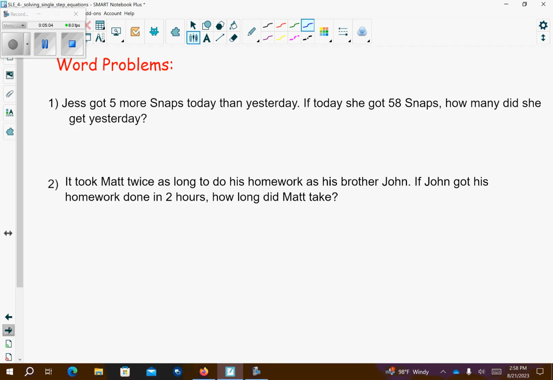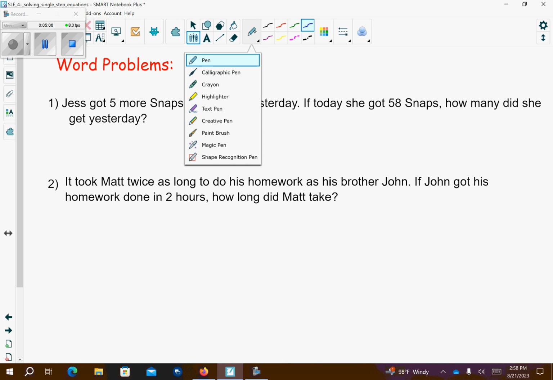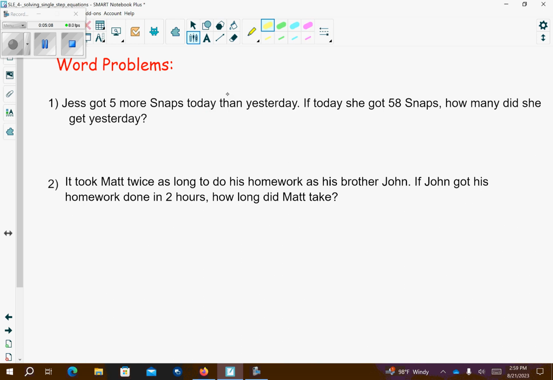Our first word problem, I'm going to read it out loud first. We'll follow along. It says, Jess got 5 more snaps today than yesterday. If today she got a total of 58 snaps, how many did she get yesterday? Okay, let's do some important highlighting. 5 more today than yesterday.